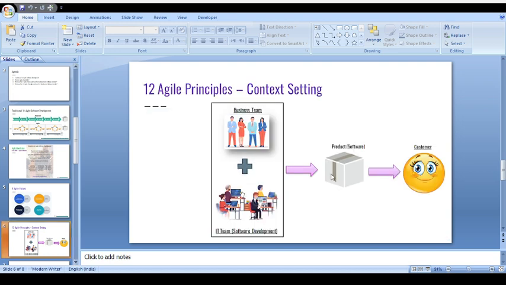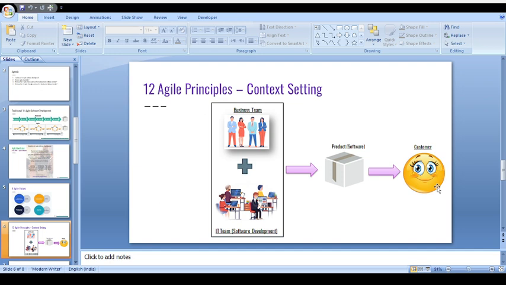Moving on, as I said, there are also 12 agile principles that are followed apart from the 4 agile values. Before getting to the 12 agile principles, I just want to give a visual understanding of how software development happens in the agile software world. You can see here the business team as well as the IT team both working together on a daily basis, and they come up with the software, that is the product, which makes the end customers delighted.